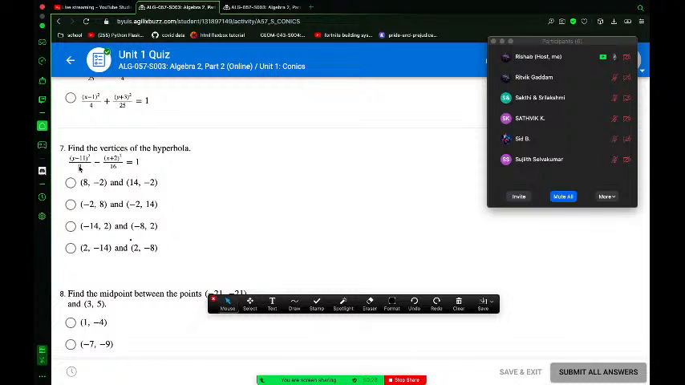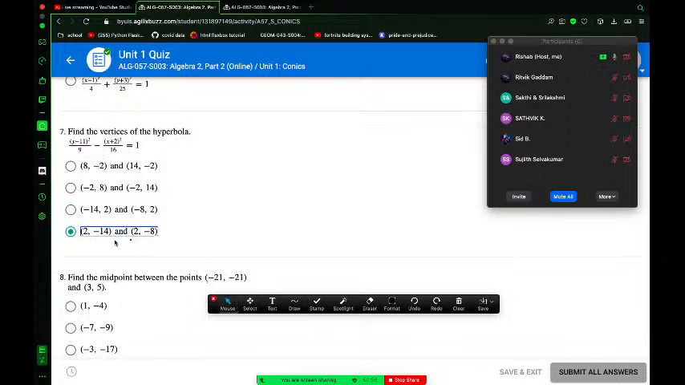So it's still 3. The smallest is still 3, but now it's on the y-axis. Since it's on the y-axis, we know that it starts at negative 11 and goes down 3, so that becomes negative 14. And we have negative 14 here and negative 8 over here. Negative 11 plus 3 is negative 8, so we know that this is the correct answer.